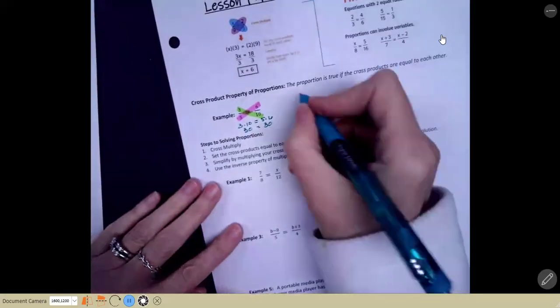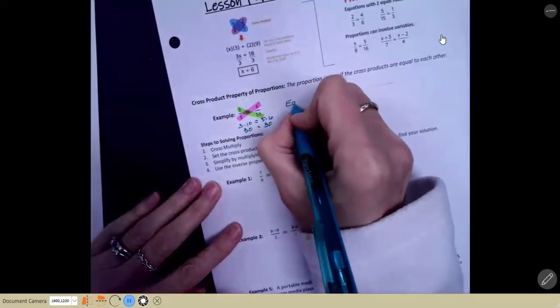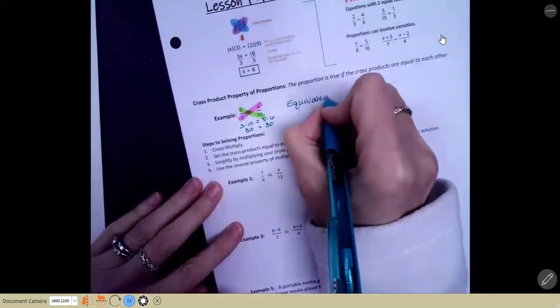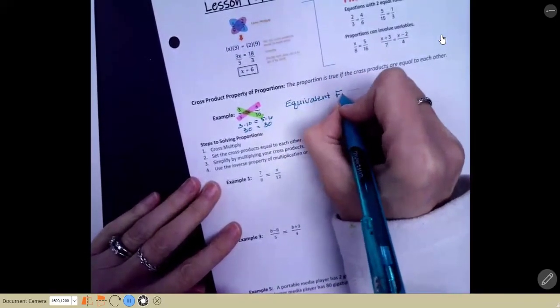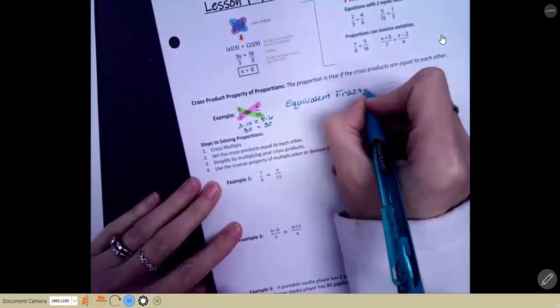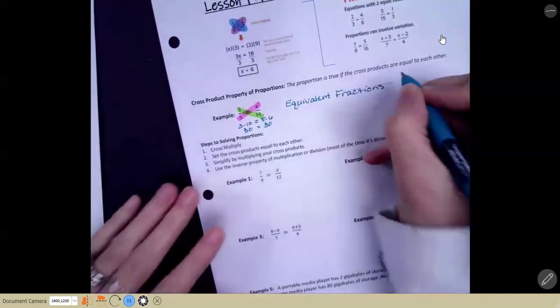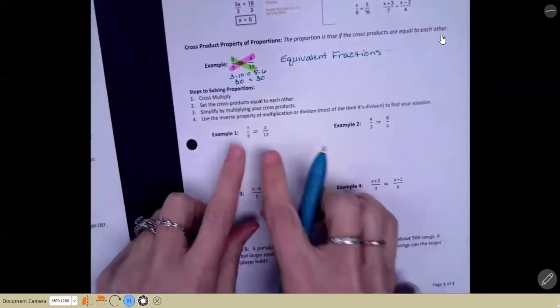Now, what you actually have here are equivalent fractions. That's what proportions are, equivalent fractions. All right? Just reduced or multiplied by a greater factor. So let's look at the steps to solving a proportion.